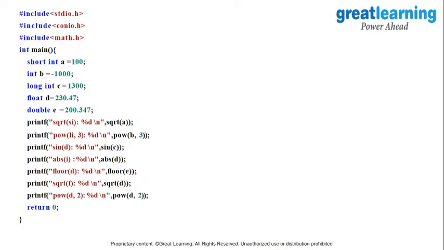So we have int main and we have some variables: short int a, int b, then long int c, then floating point and double. Now if you see, I am writing sqrt of a. That means I am trying to calculate the square root of a. What will be the square root of a? a contains 100. If you calculate the square root of 100, it will be 10.